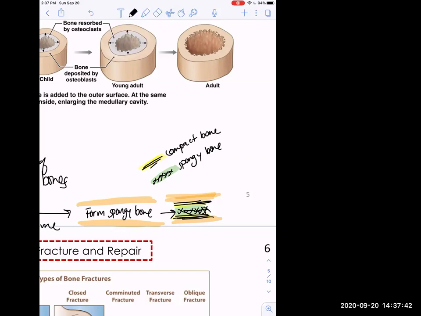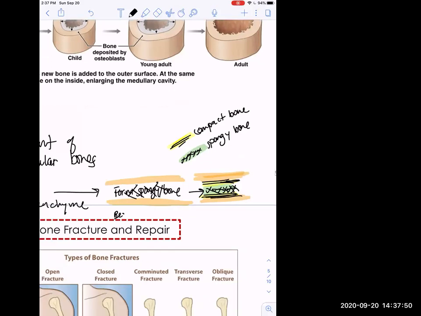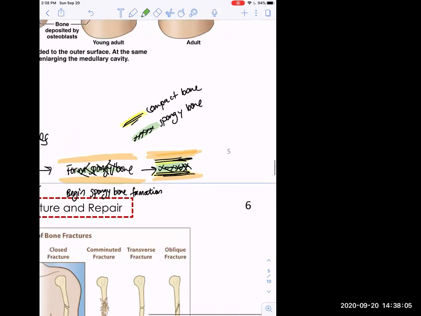So you start to form your spongy bone. You begin spongy bone formation here. That's the first thing you start doing. And then you're going to form some compact bone. And then bone development is finished here. You have your spongy bone in the middle, and you have your compact bone here on either side.